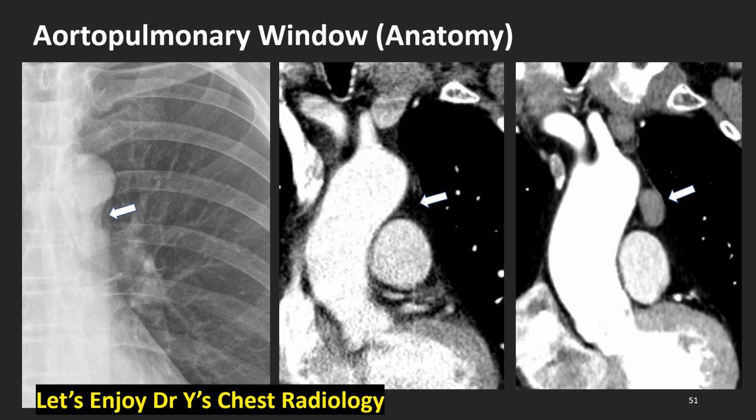Aortopulmonary window anatomy. The arrows indicate the aortopulmonary window, and the last one is showing us an enlarged pathologic lymph node of the AP window, number 5 lymph node, of metastatic state.